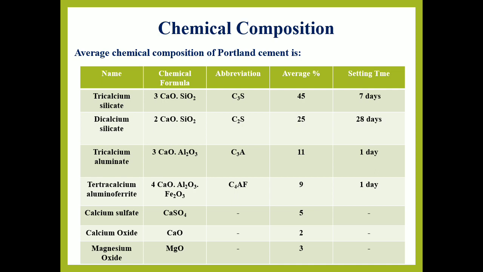Tricalcium aluminate is represented as C3A, and tetracalcium aluminoferrite is represented as C4AF. Near about 10% of these is present in cement. Besides these, calcium sulfate in the form of gypsum, calcium oxide and magnesium oxide are also present in little quantities.